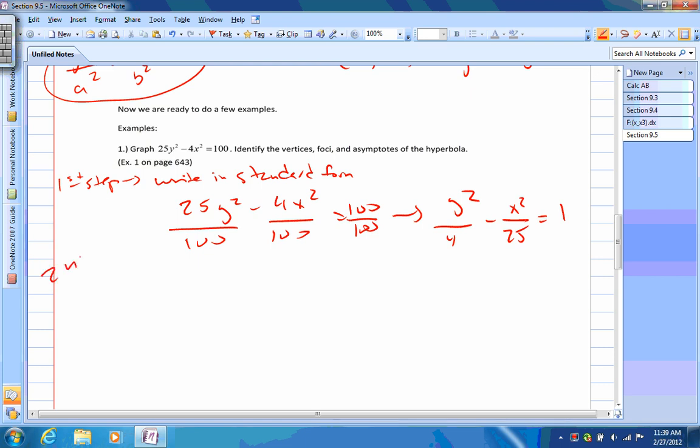Second step, locate a and b. So a squared equals 4, so clearly a equals plus or minus 2. B squared equals 25, so b is going to be plus or minus 5.